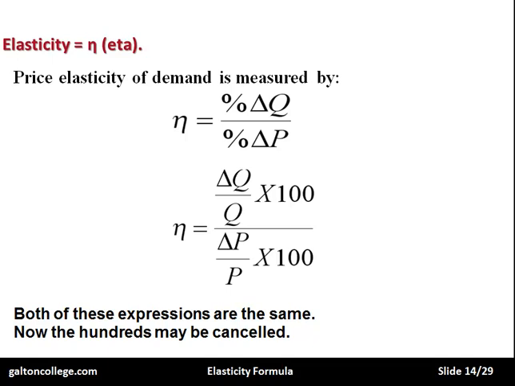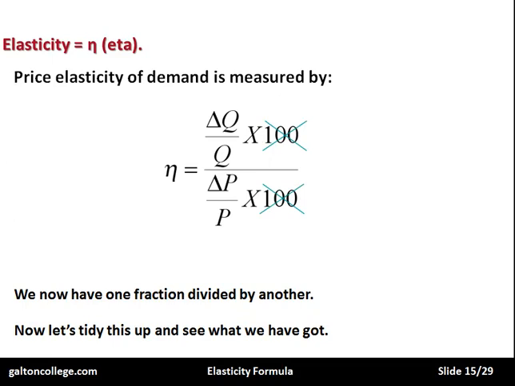It's just a different way of writing it. The formula on the bottom is more worked out. It's more explicit. Of course, the hundreds in the numerator, this 100 up here and this one down here, they can be cancelled out. We can get rid of those two. So there they are, cancelled. Now we have one fraction divided by another fraction. We have delta Q divided by Q, that's a fraction, divided by delta P over P, that's a fraction. So we have one fraction divided by another fraction.